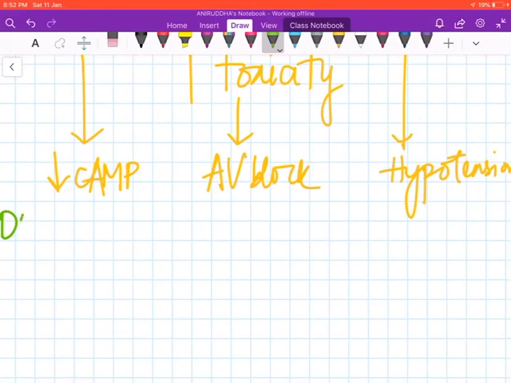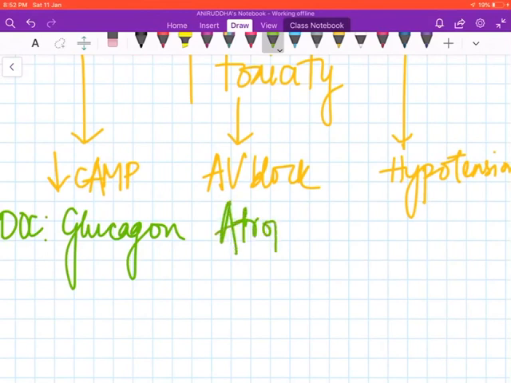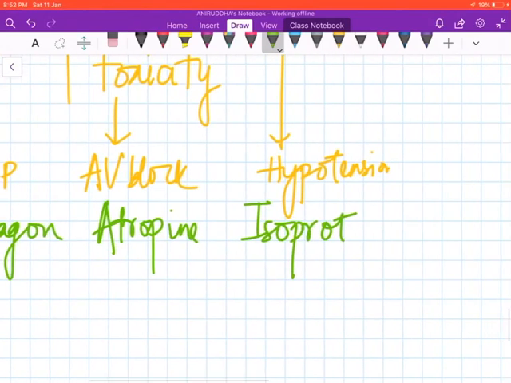The drug of choice in case of decreased cyclic AMP is glucagon. In case of AV block, we give atropine. And in case of hypotension, we give isoproterenol.